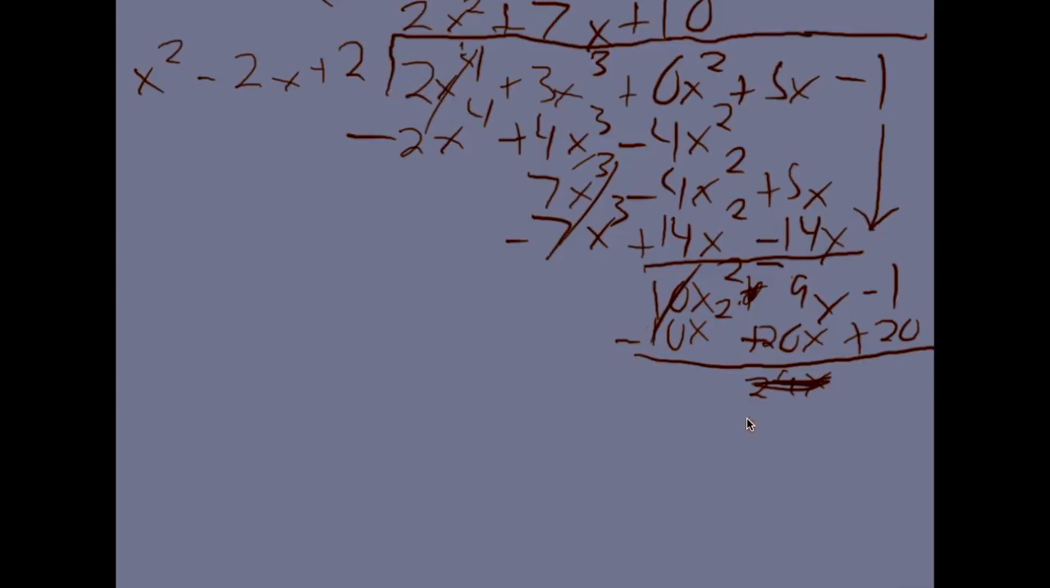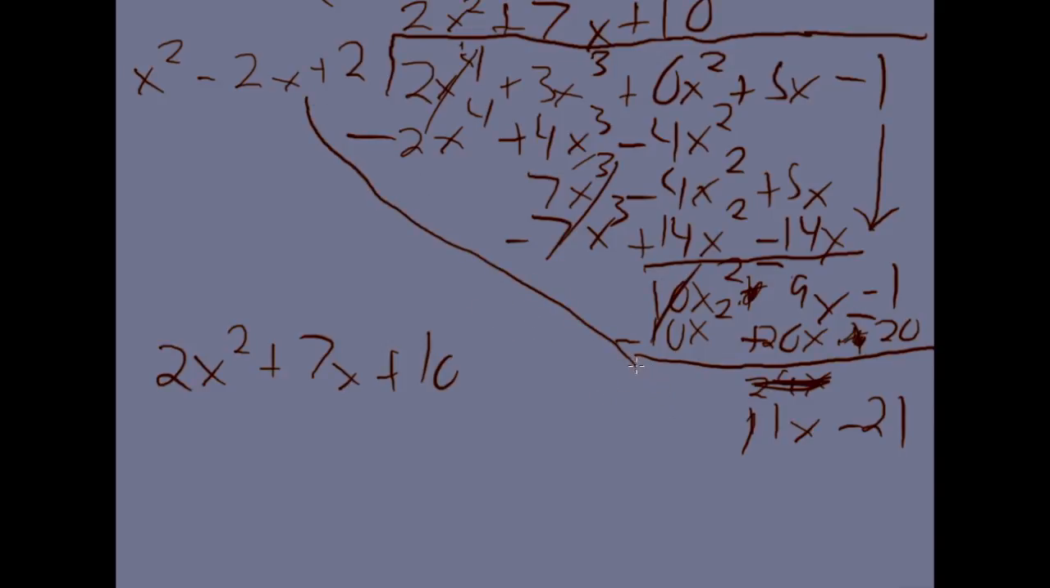There. This becomes 11x, and this should be minus 20, right? Remember, we got to make that an opposite sign, so that should be minus 20. So it'll be minus 21, so 11x minus 21 is our remainder. If you remember in long division, this is going to look like this. So our answer will be 2x squared plus 7x plus 10, and then this is going to go here.